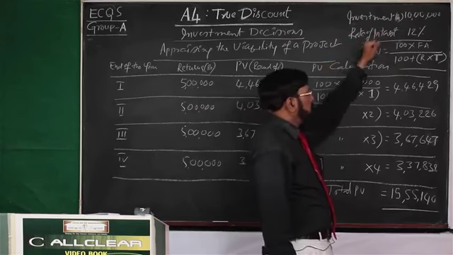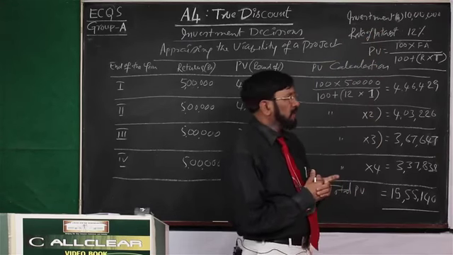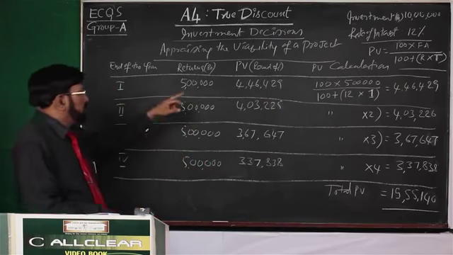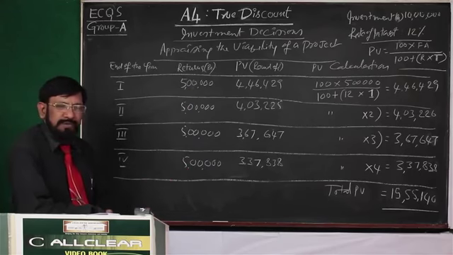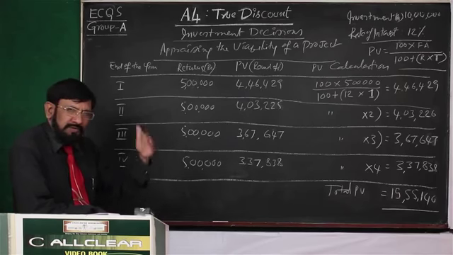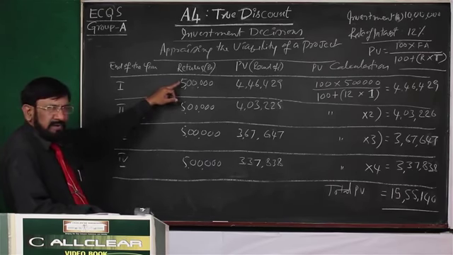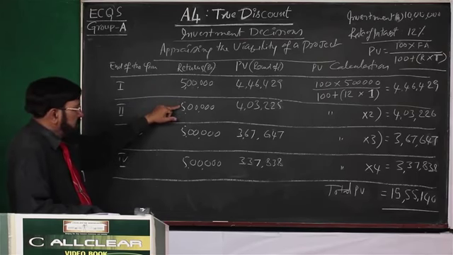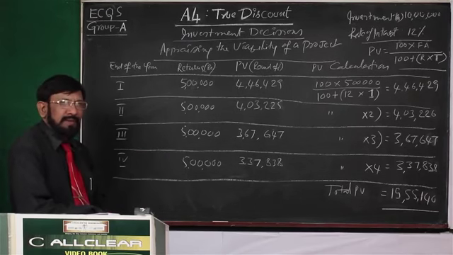A businessman would like to invest 10 lakh rupees in a project. He is expecting 5 lakhs returns every year for 4 years. 10 lakh rupees he has to invest today, and he is getting returns in installments: first year 5 lakhs, second year 5 lakhs, third year 5 lakhs, fourth year 5 lakhs.